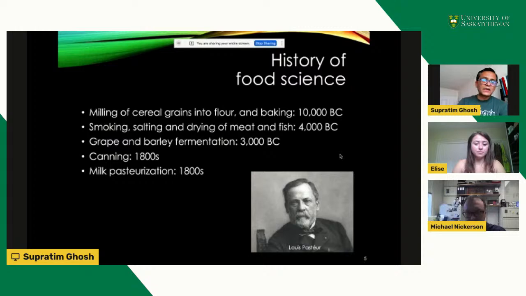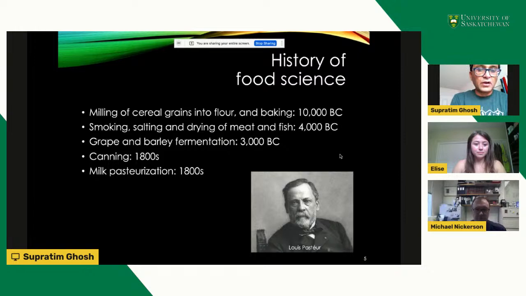Let's talk a little bit about history, how food science became modern food science. Humans have eaten food, of course, for thousands and thousands of years. You can say that in 10,000 BC, milling of cereal grains into flour and baking was probably the beginning of food science. Then around 4000 BC, people realized that you need to preserve your food, not only have fresh food. Preservation is important.